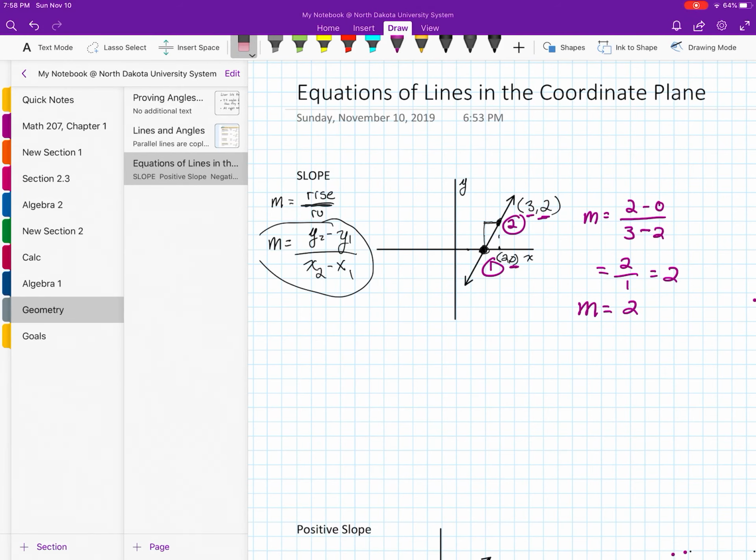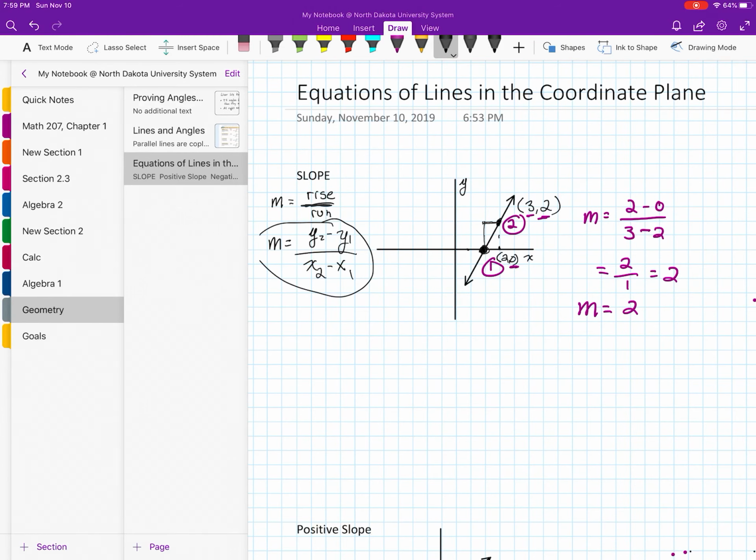Now we could also just count squares, right? Probably remember doing this. We could just say, all right, here's point 1. How many squares up do I go? 1, 2. How many over? 1. 2 over 1 is 2. That's perfectly legitimate. Some graphs, though, are pretty funky, and it's hard to count the squares. But usually not. If you can make out the points, you can probably count the squares.